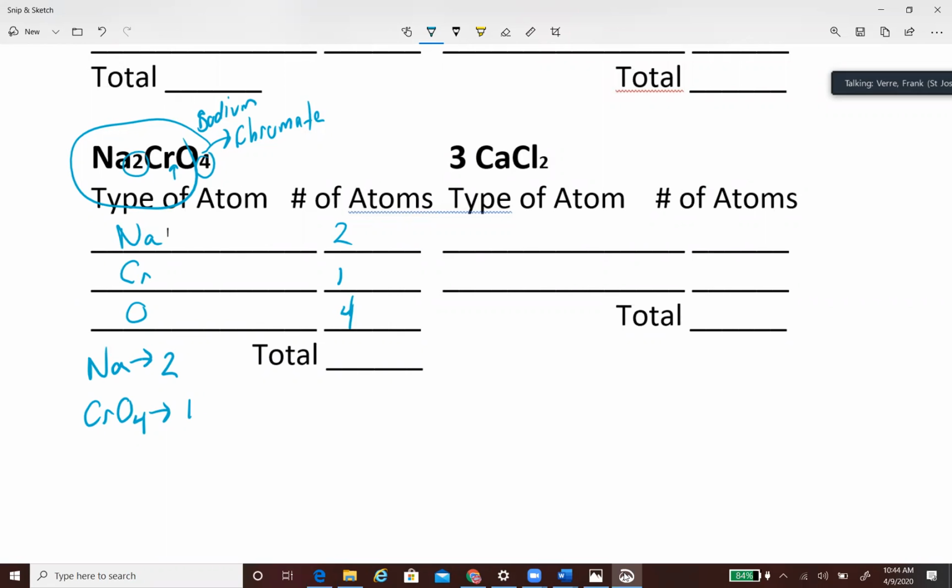The next example, I see just simply 2 elements, calcium and chlorine, okay? What's different about this example is we also have a number in front. Now, just like we talked about with the number outside the bracket, right?